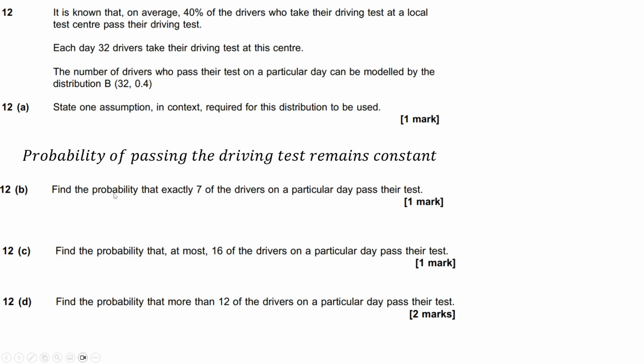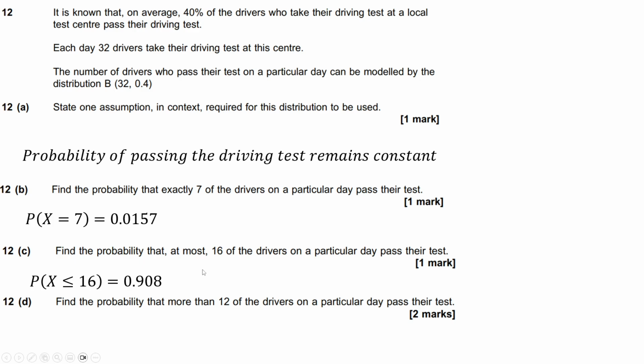Part B here, find the probability that exactly 7 of the drivers pass. Well, if it's distributed by this, just put this into your calculator, probability x equals 7. Your calculator does this all for you, you get 0.0157. At most 16, so that means x needs to be less than or equal to 16. That equals 0.908.